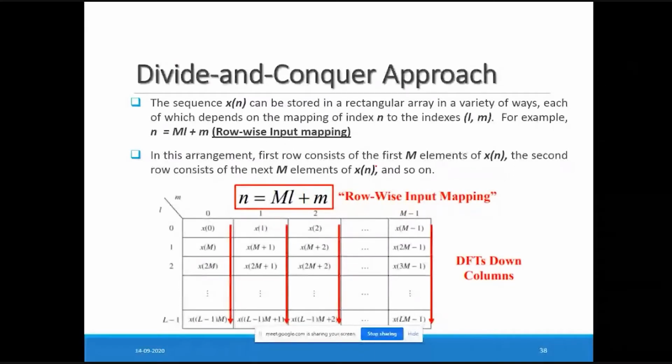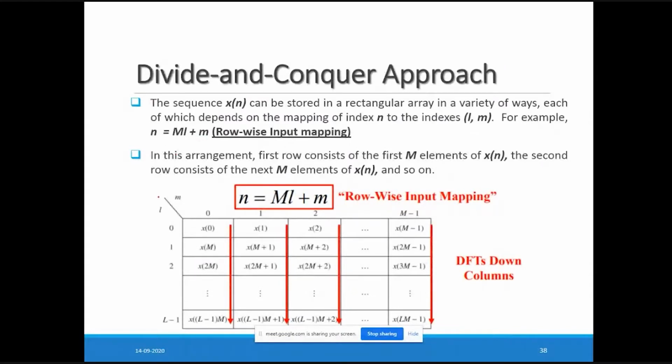So the sequence x of n can be stored in a rectangular array in a variety of ways, each of which depends on the mapping of the index n into the indices L comma M. For example, n is equal to Ml plus m. So this is how we can represent x of n. The first one is the row wise input mapping. So we are representing this in a rectangular array where n is equal to Ml plus m.